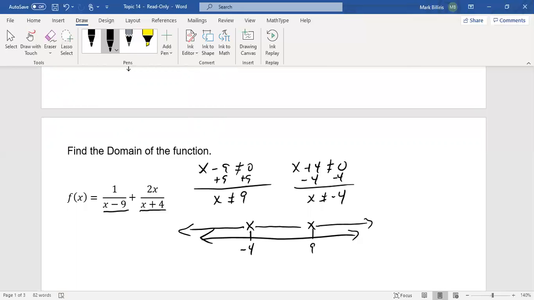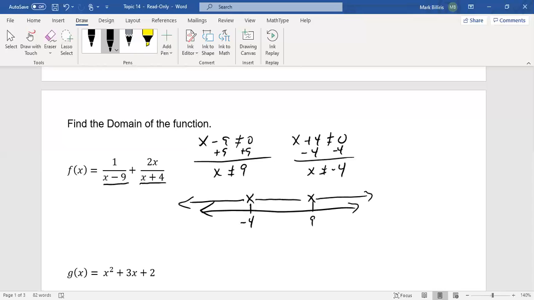So in writing that in interval notation, the first interval is from -infinity to -4, all with parentheses because it doesn't include our endpoints, union with the second part, which would be from -4 to 9, union with the last part, which begins at 9 and continues to positive infinity. So our domain is all real numbers except for -4 and 9.